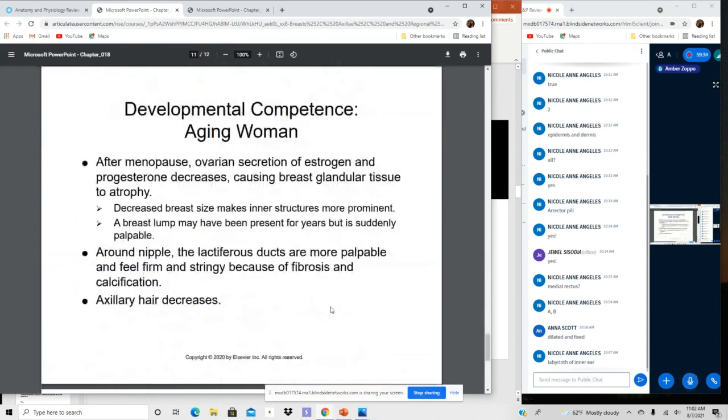In aging women, after menopause, the ovarian secretion of estrogen and progesterone begins to decrease, and the breast tissue begins to atrophy, or get smaller. The decreased breast size makes inner structures more prominent, and a breast lump that may have been present for years is suddenly palpable. Around the nipple, the lactiferous ducts are more palpable and feel firm and stringy because of fibrosis and calcification. Also, the axillary hair begins to decrease.